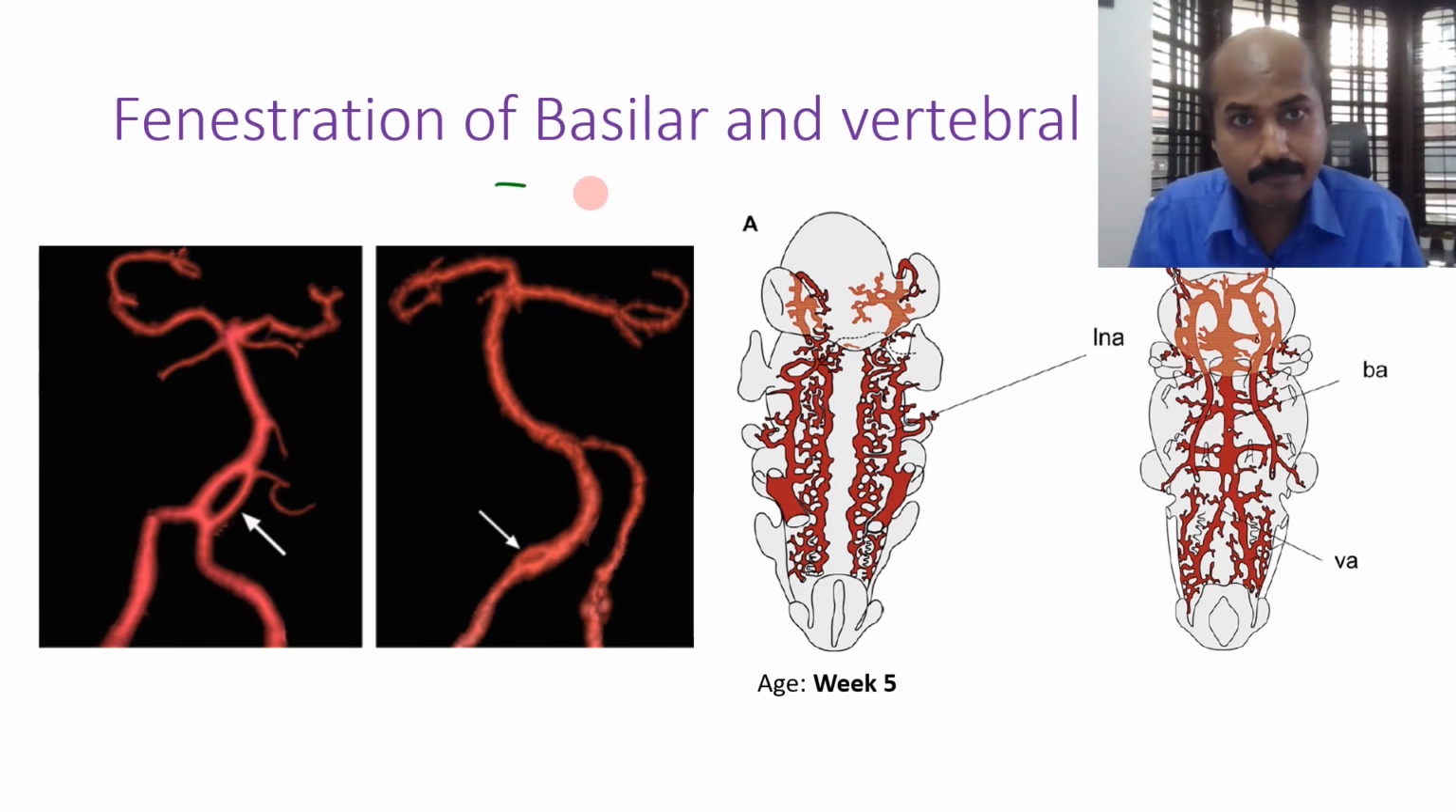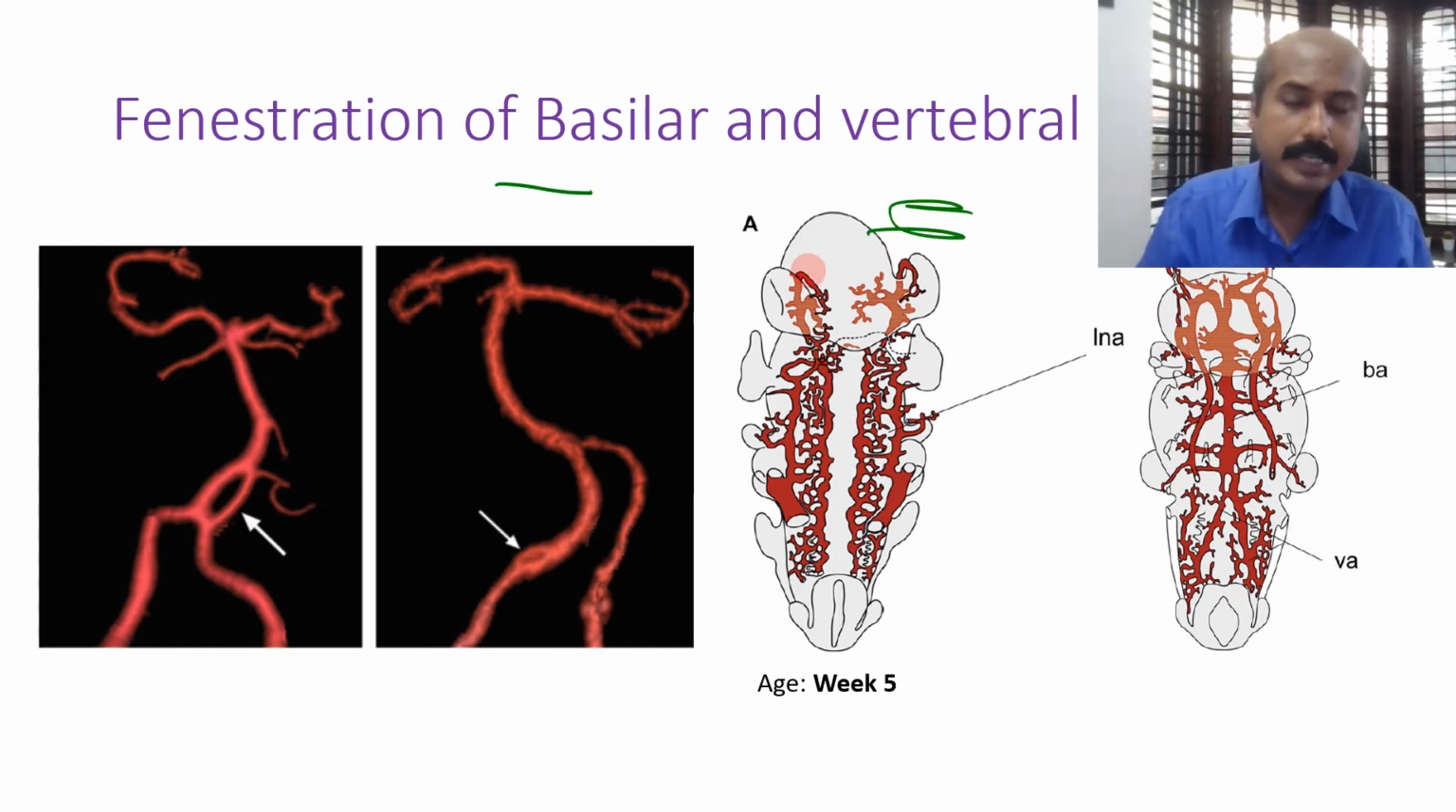Fenestration of basilar and vertebral is also common. Many studies say that posterior circulation fenestrations are more common, around 5 to 7%. Now, fenestration of basilar and vertebral can occur due to deficits in the fusion. I told you that it fuses like a zip.